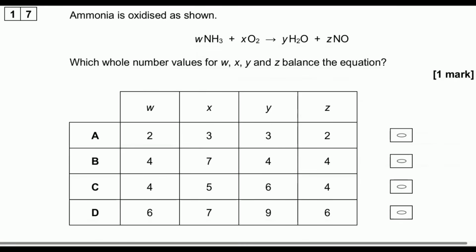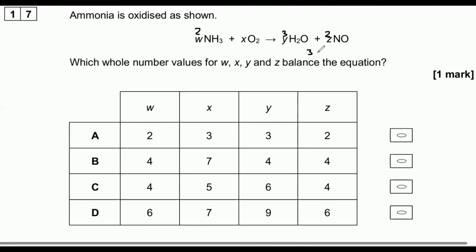Ammonia is oxidized as shown. NH3 plus oxygen goes to water and nitrogen monoxide, which are the whole number values for W, X, Y, and Z. So I would start here by putting a 2 in front of NH3 because I need to make that 3 an even number because I've got 2 hydrogens on the right, and then you can just balance it up like so.